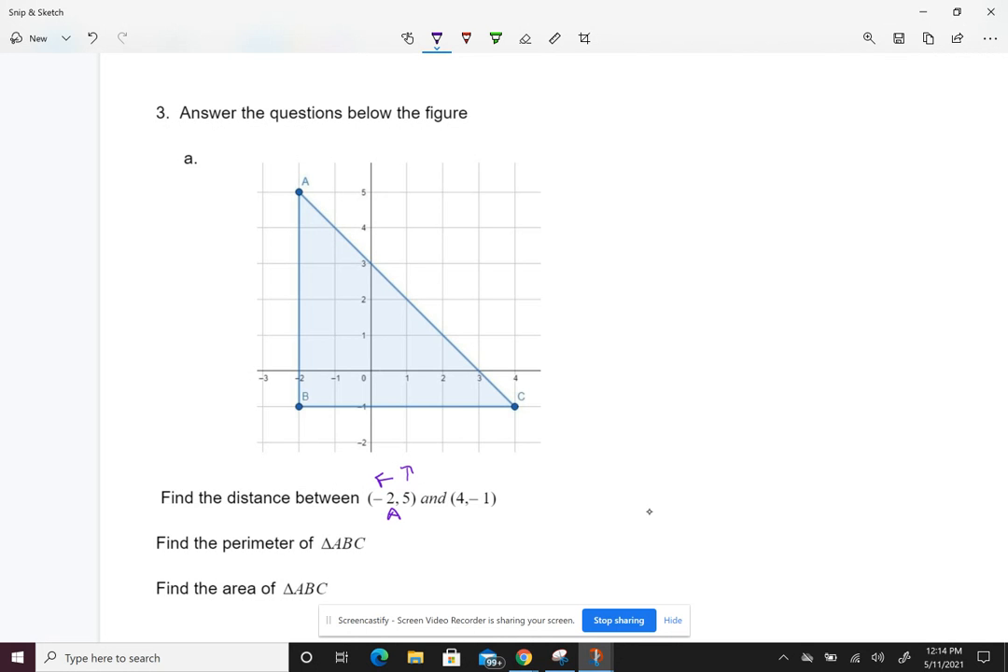And now we're going to go 4, -1. 4, first number tells me to go right or left, second number up or down. So I'm going to go to the right 4, down 1. Oh, there it is. So they're asking for the distance between A and C.